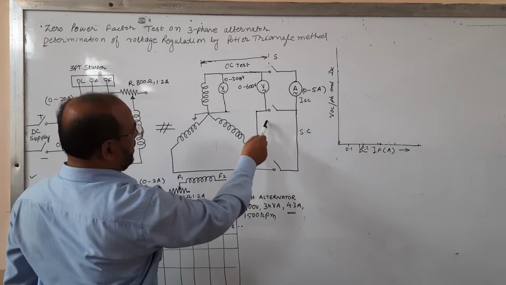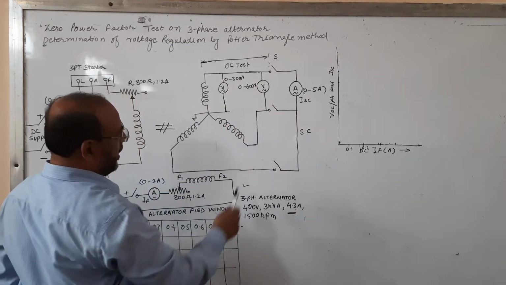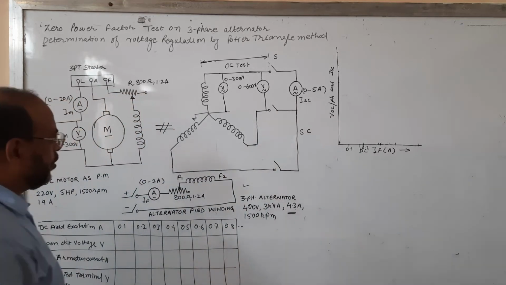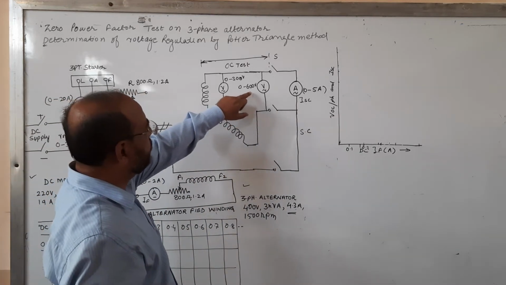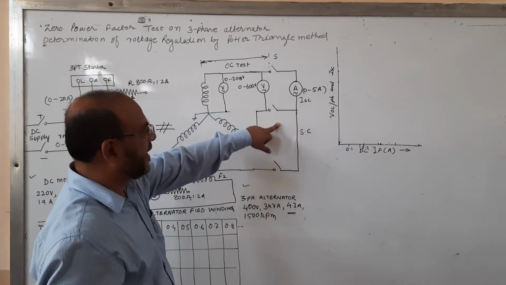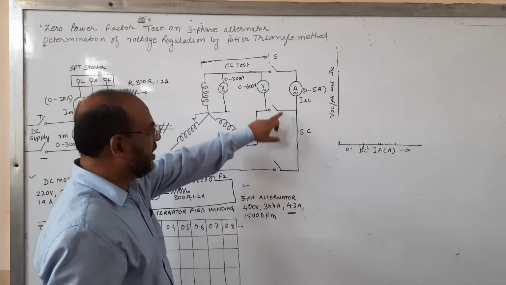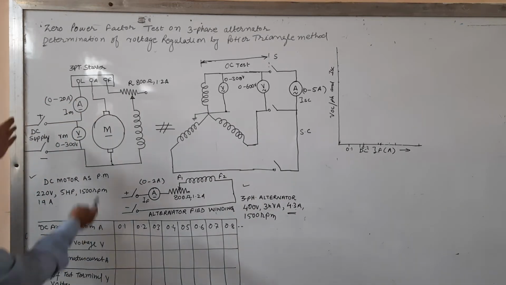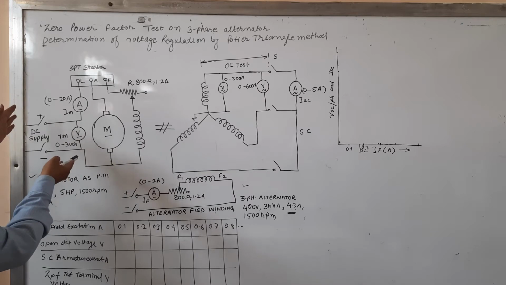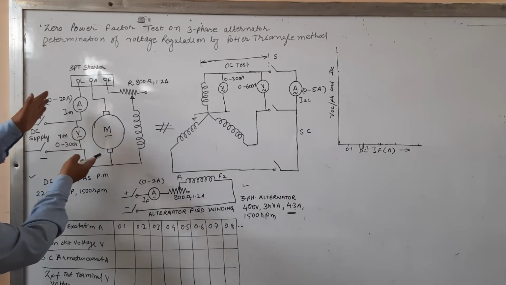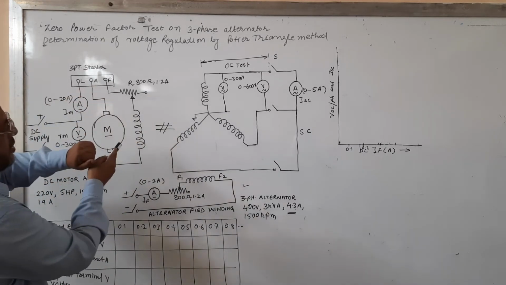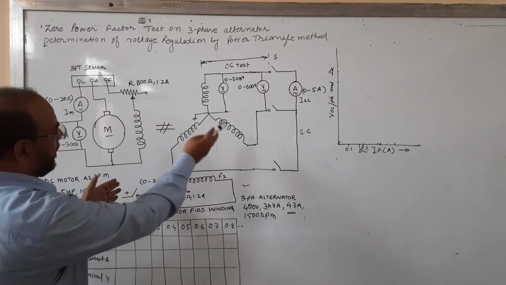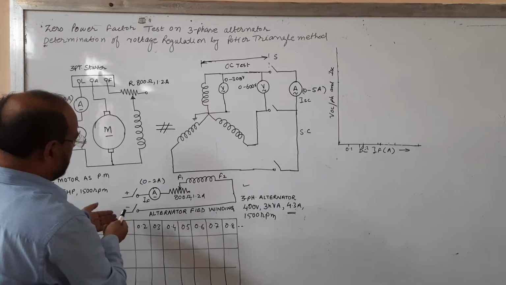At open circuit voltage, when the switch is open, and when the switch is closed, the short circuit test can be carried out. So the first procedure is to find out the open circuit characteristic, that is the open circuit test, and then the short circuit test. Run the DC motor. Once the motor is started, bring the speed of the DC motor equal to the synchronous speed. Once we get the synchronous speed for the synchronous alternator, give the excitation.